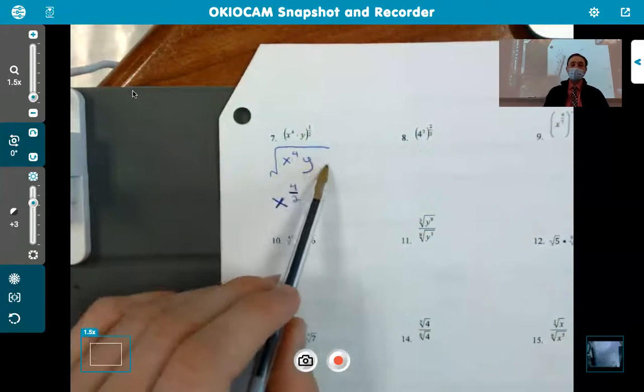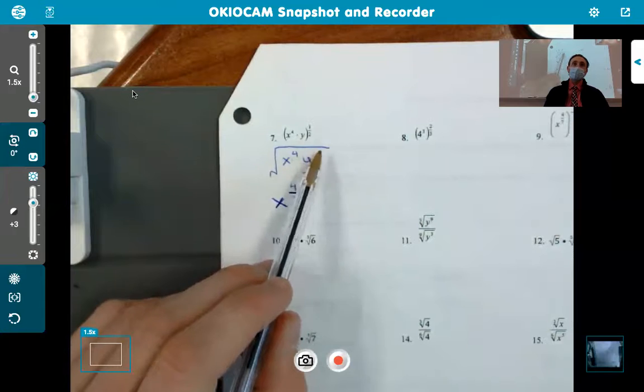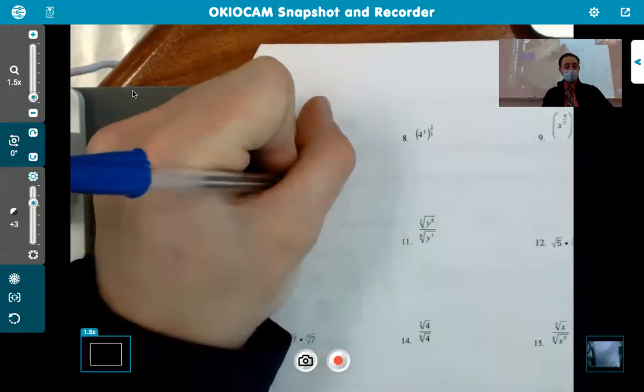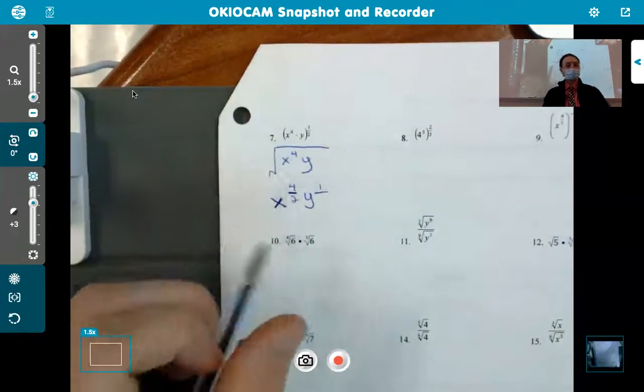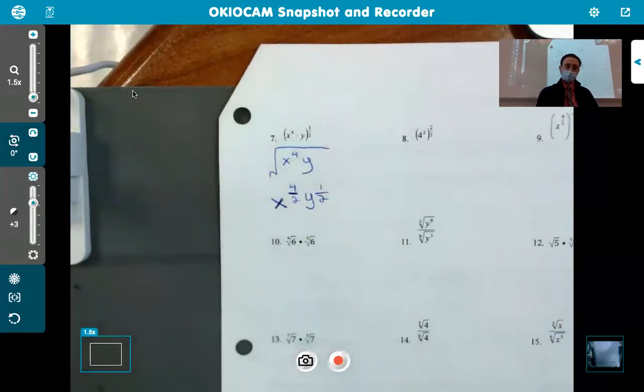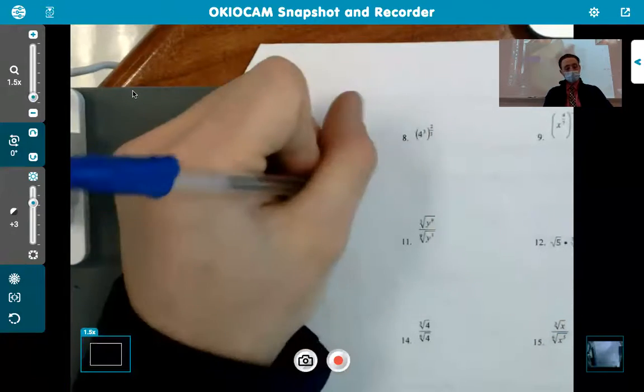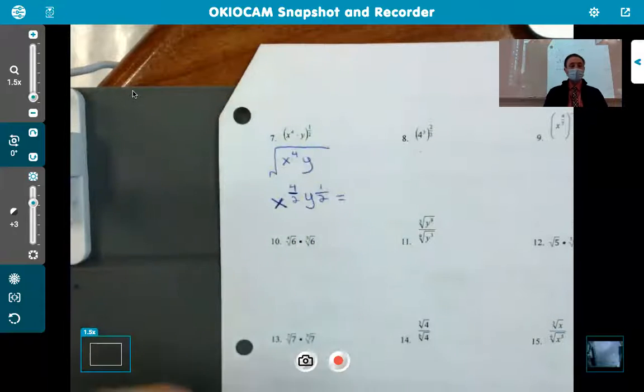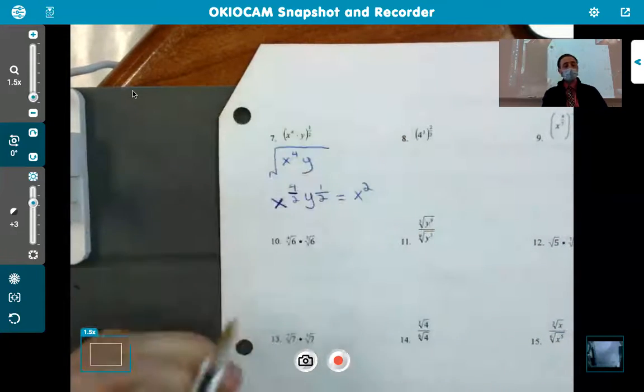What's the power for y here? What's y being raised to? Just the first power. So I have y to the 1/, index is still the same, which is 2. Are there any questions up until this point? Okay. Well, 4/2, that simplifies to what? Just 2, right? So this becomes x squared, and then y to the 1/2.